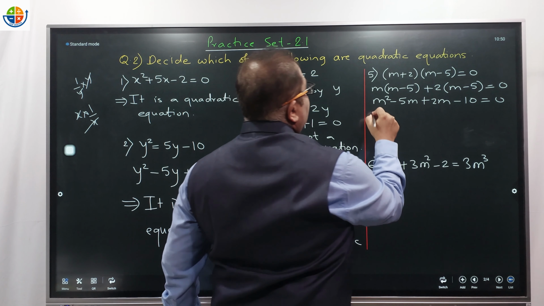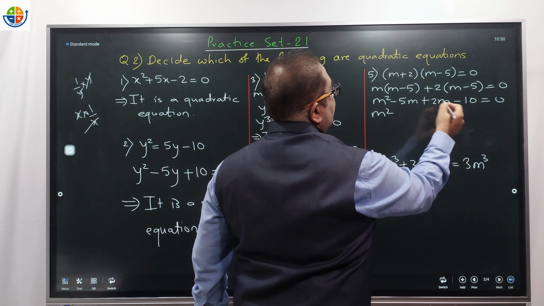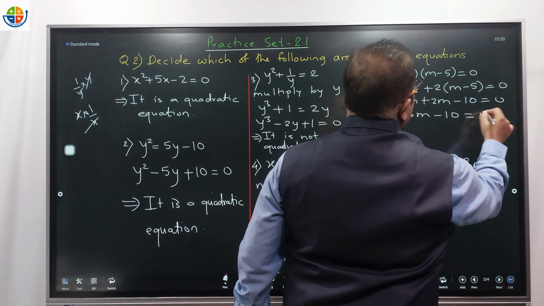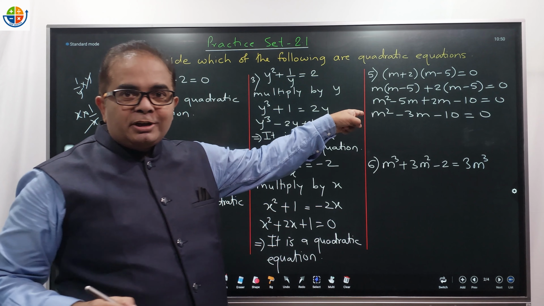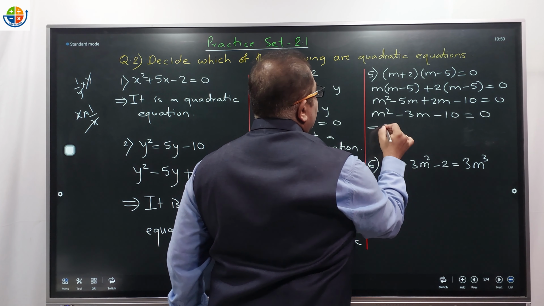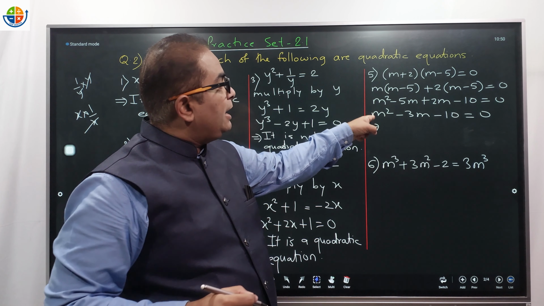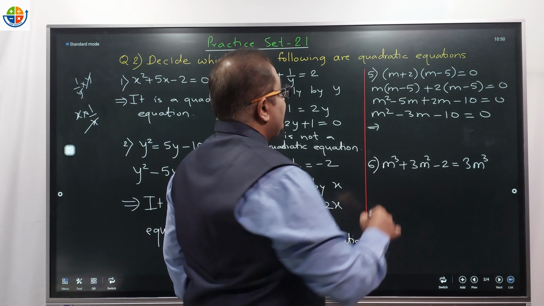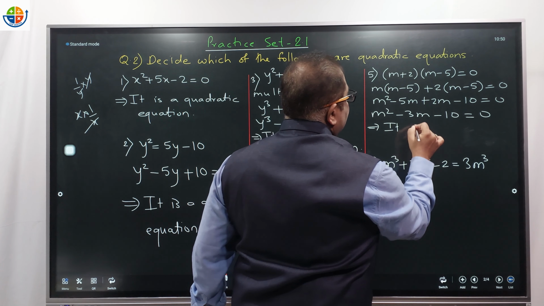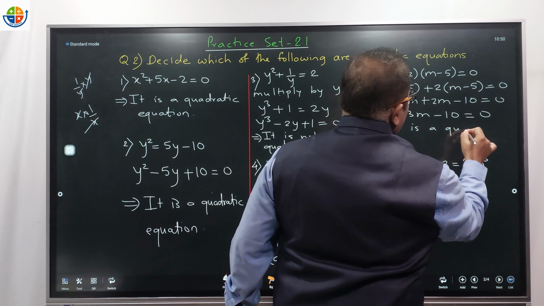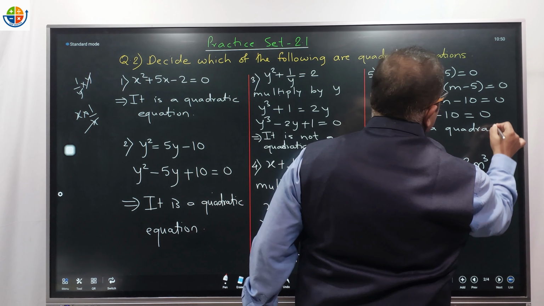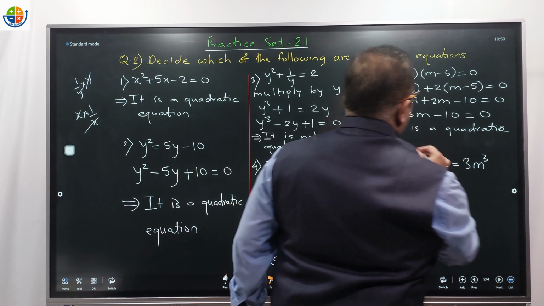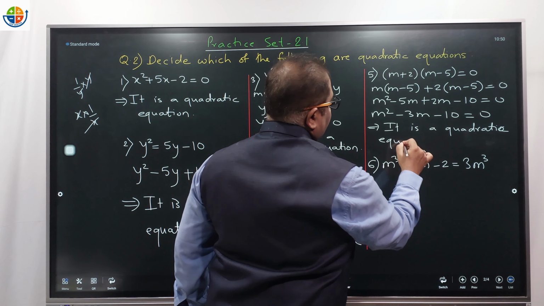So m square minus 5m plus 2m is minus 3m minus 10 is equals to 0. तो आ गया मेरे पास m square. तो क्या लिखूं मैं? It is in the form of ax square plus bx plus c is equals to 0, है ना? तो क्या लिखेंगे? It is a quadratic equation. ये भी quadratic equation है.